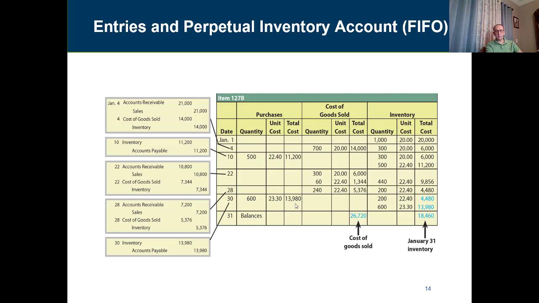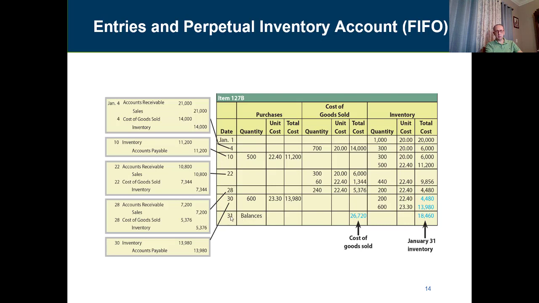The last thing, on the 30th, we purchased another 600 units at 23.30 for a total of 13,980. So that would be added to the previous batch. We still have the 200 left from the previous transaction, plus 600, which are the ones that we just purchased. So 200 at 22.40 and 600 at 23.30. So that would be 4,480 and 13,980.